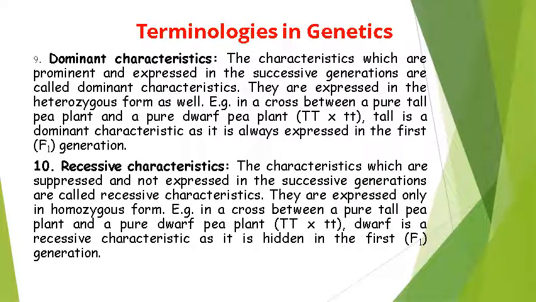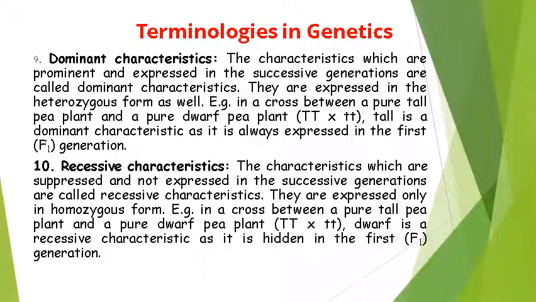The next terms are dominant and recessive characteristics. Dominant are those characteristics which express themselves in all conditions, whether they are present in homozygous condition or in heterozygous condition. If capital T is present, it doesn't depend on whether the other allele is capital T or small t, the plant is tall in appearance.